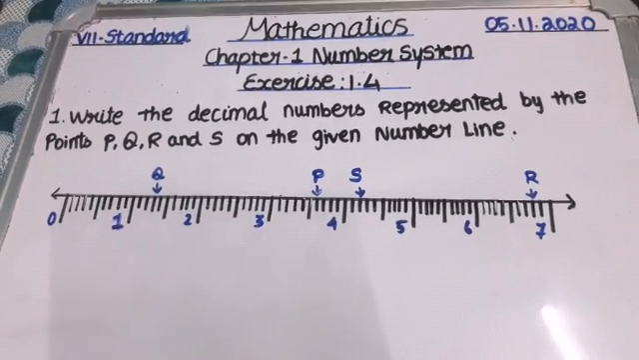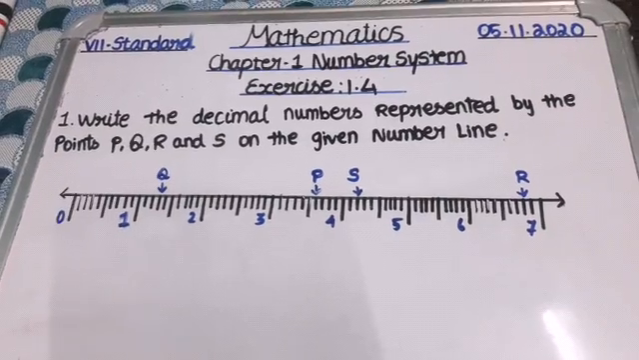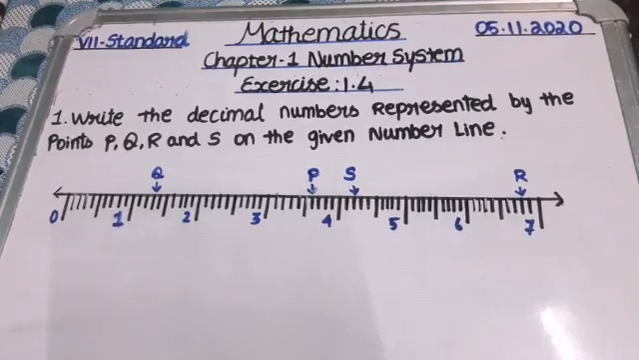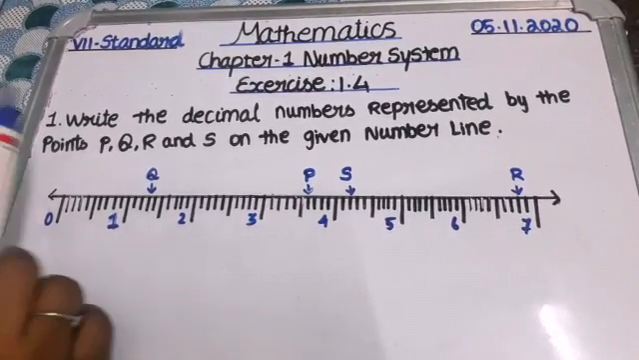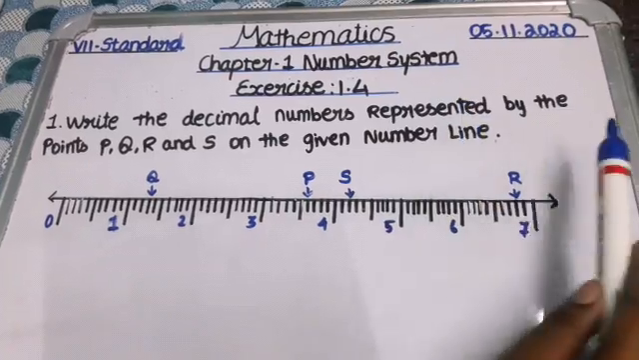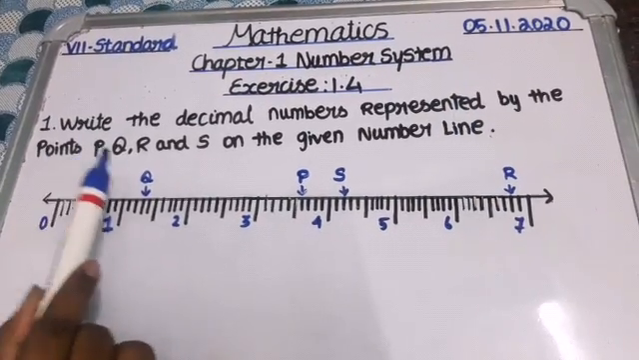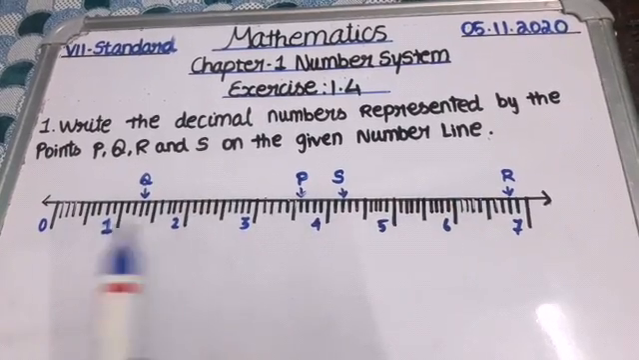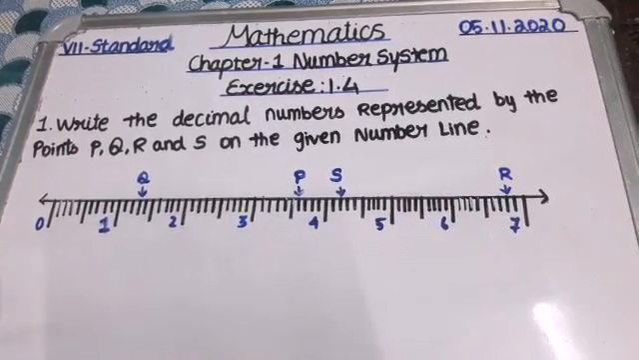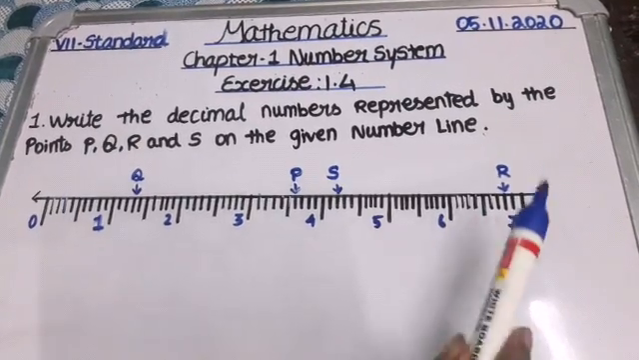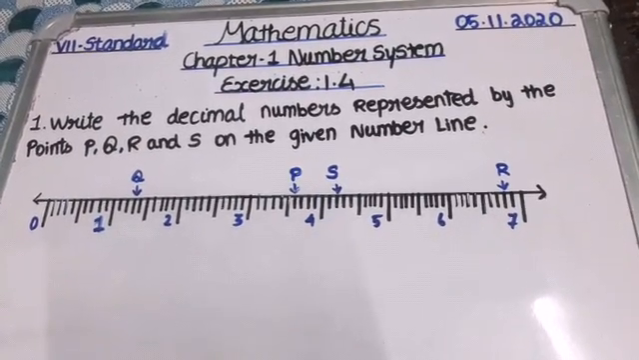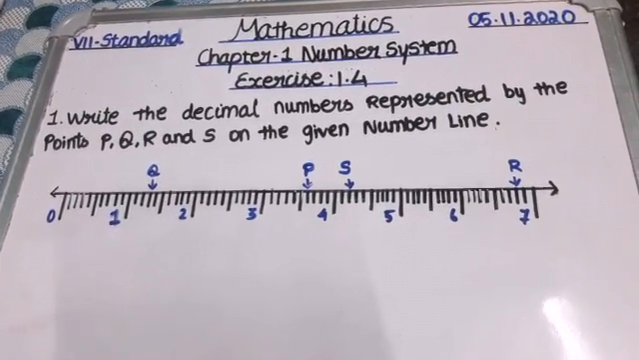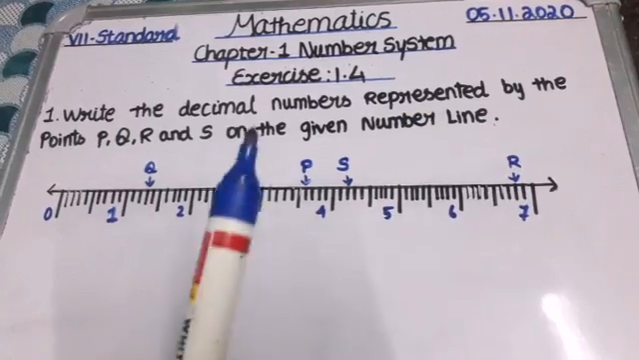Okay students, now we move on to a problem in exercise 1.4 about decimal numbers. What's the first problem given here? The first problem is: write the decimal numbers represented by the points P, Q, R and S on the given number line. Here they have given the number line and represented the points by P, Q, R and S. We need to write the decimal numbers for the points P, Q, R and S.